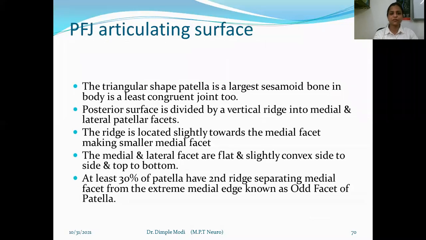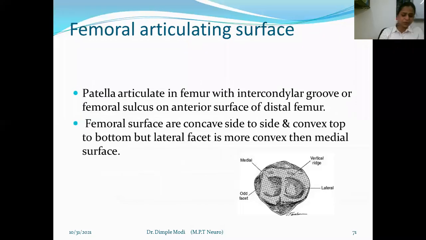The posterior surface is divided by a vertical ridge into medial and lateral patellar facets. The ridge is located slightly towards the middle, making a smaller medial facet. The medial and lateral facets are convex from top to bottom. 30% of patellae have a second ridge separating the medial facet from the extreme edge, known as the odd facet of the patella.